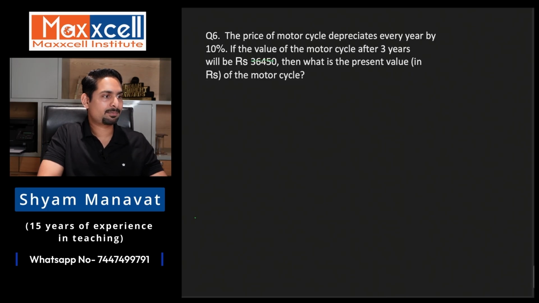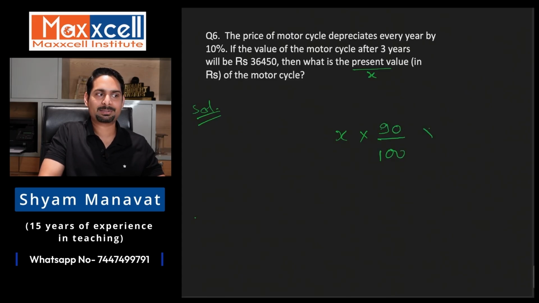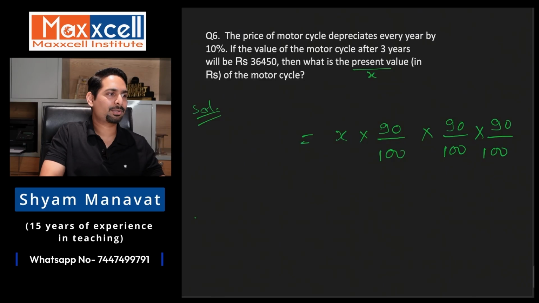Again, we need to find the present value. That means before depreciation, what is the value? Let's assume this to be X. Depreciate by what? Depreciate by 10%. बचेगा कितना? 90%. Again depreciate by 10%. बचेगा कितना? 90%. Again depreciate by 10%. बचेगा कितना? 90%. Right? And then it's going to get you final value of 36450.